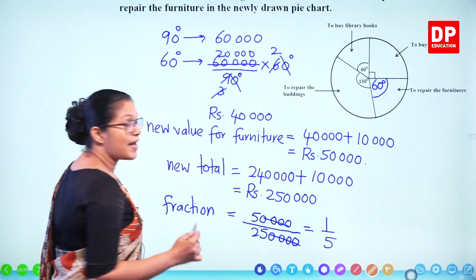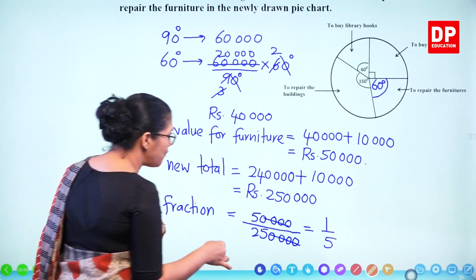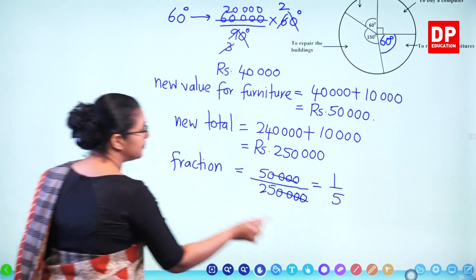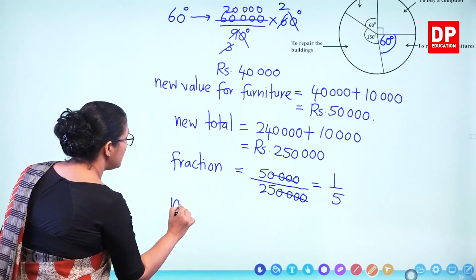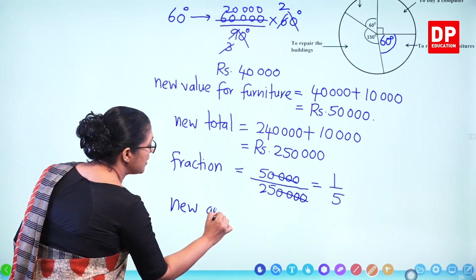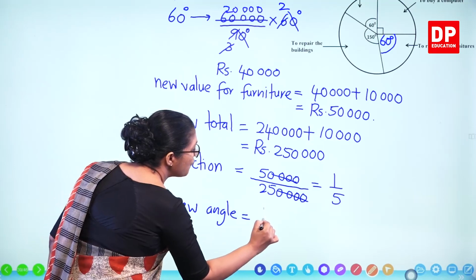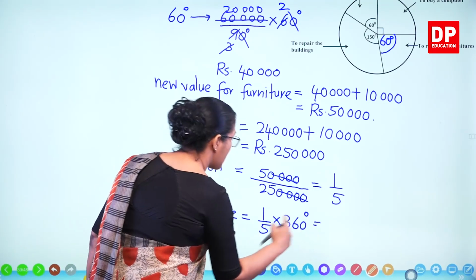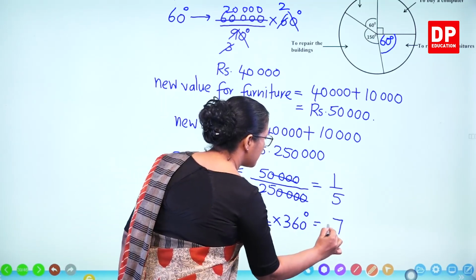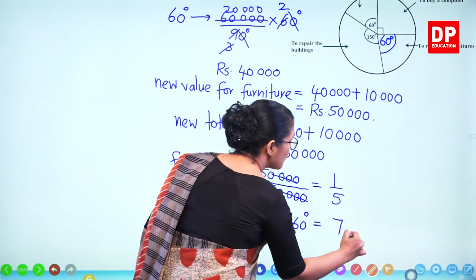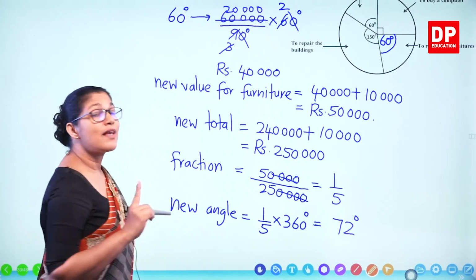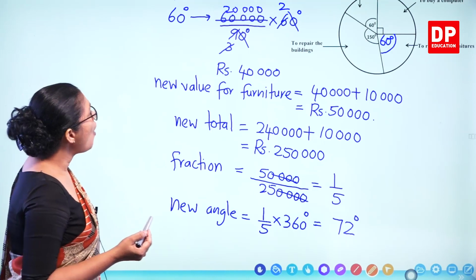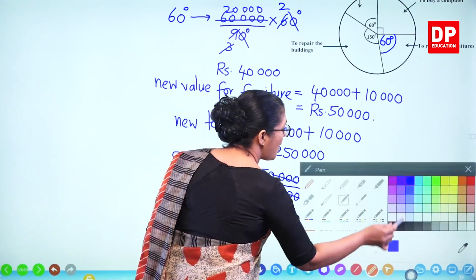So you can find out the angle now. 1/5 of 360. So the new angle. Earlier 60, now new angle becomes 1/5 of 360. 5 times 7, 35 for 10, that's 2. New angle is now 72. Earlier 60 degrees.